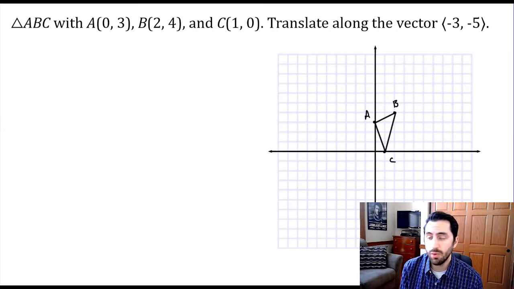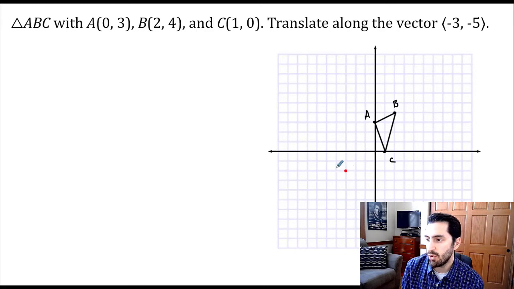Okay, so now we want to take this triangle ABC, and we're going to take all the points that make up that triangle, and translate the entire thing along the vector -3, -5. So that means every single point is going to move -3 units in the x direction and -5 units in the y direction. So maybe I'll start with point A. I'm going to move to the left 3 units, 1, 2, 3, and then I'm going to move down 5 units for my -y direction. 1, 2, 3, 4, 5.